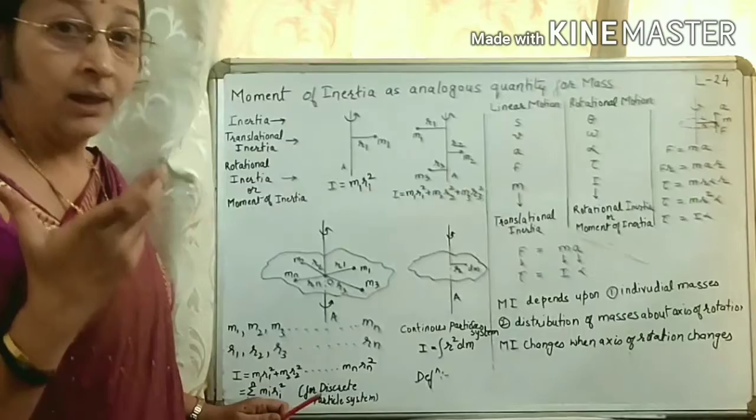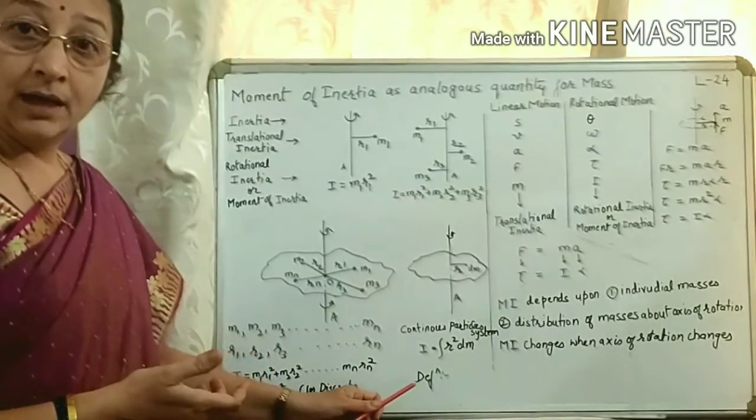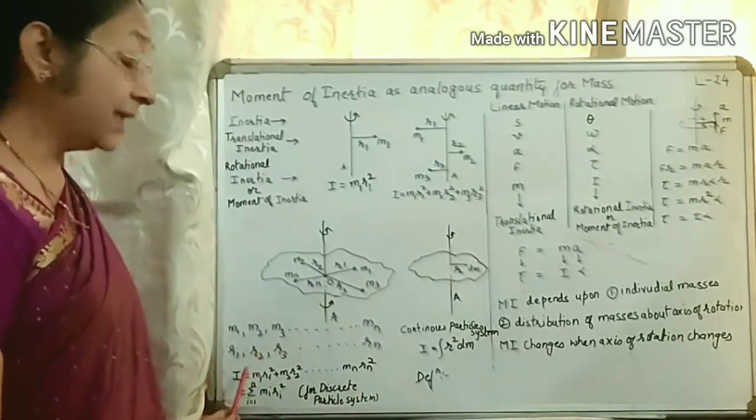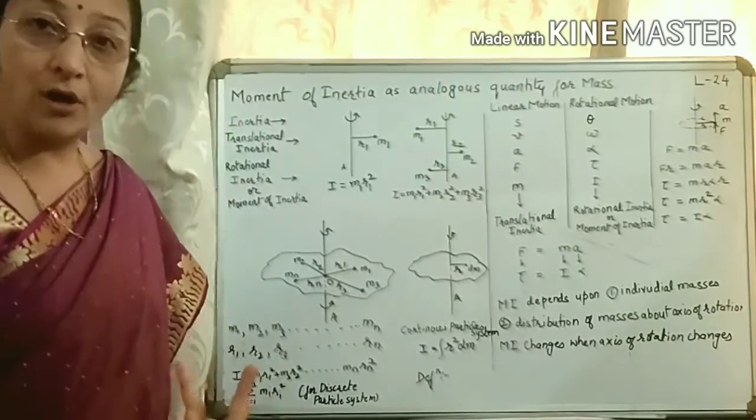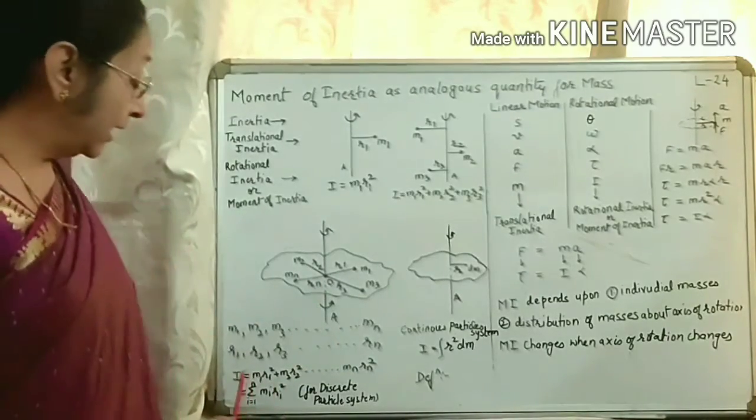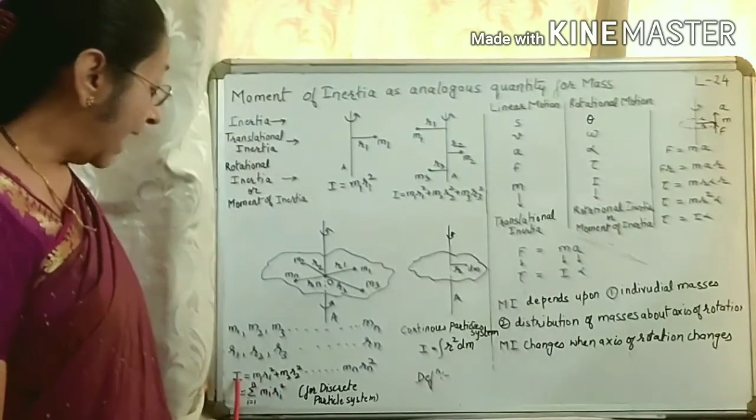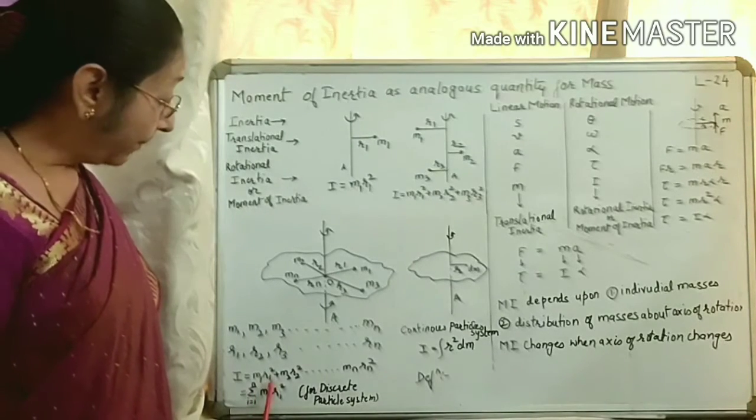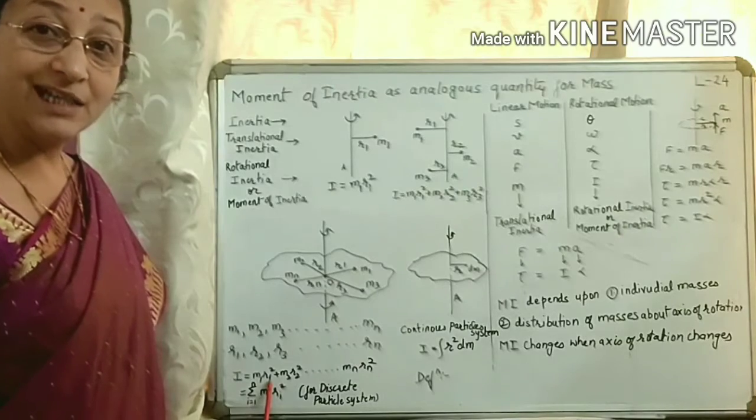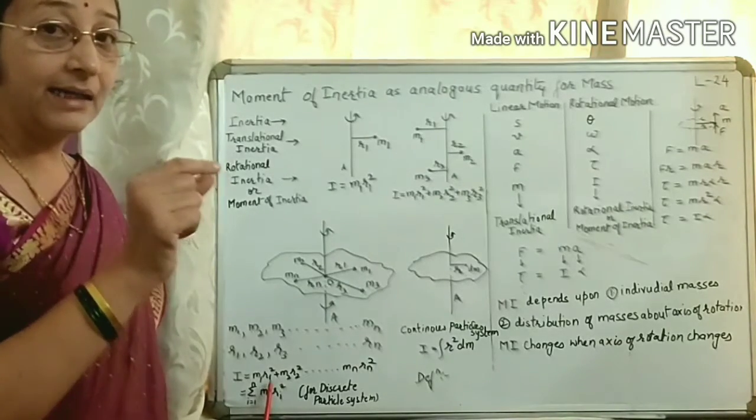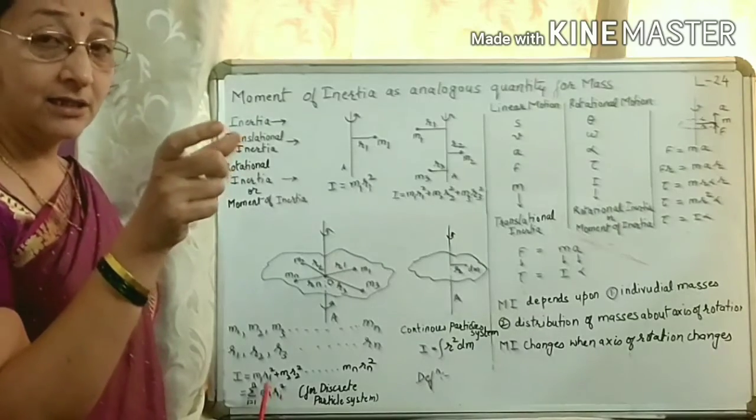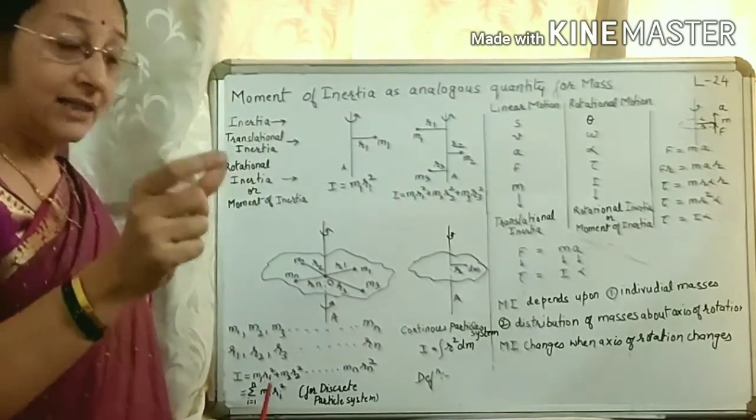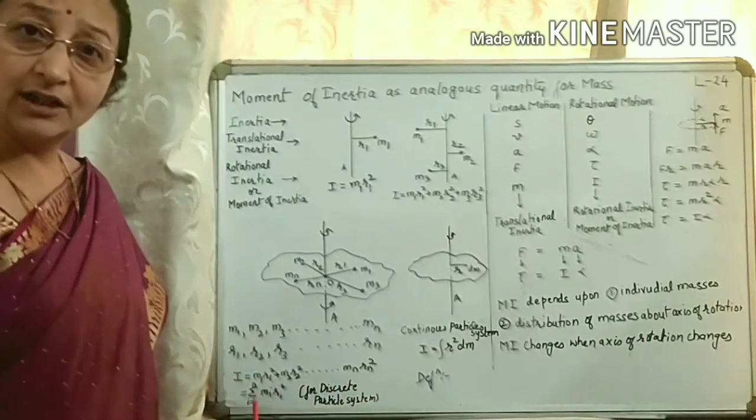It is the sum of the products. The sum of whose products? What products are taken? I equal to m1, the masses of each particle, and the square of the perpendicular distance from the axis of rotation. We took each particle, took its mass, took its perpendicular distance from the axis of rotation, and squared it. So we took such a product for each particle and added them.